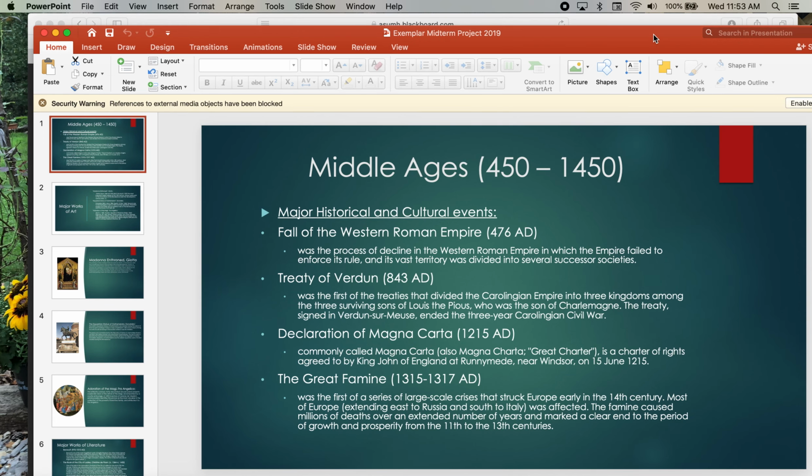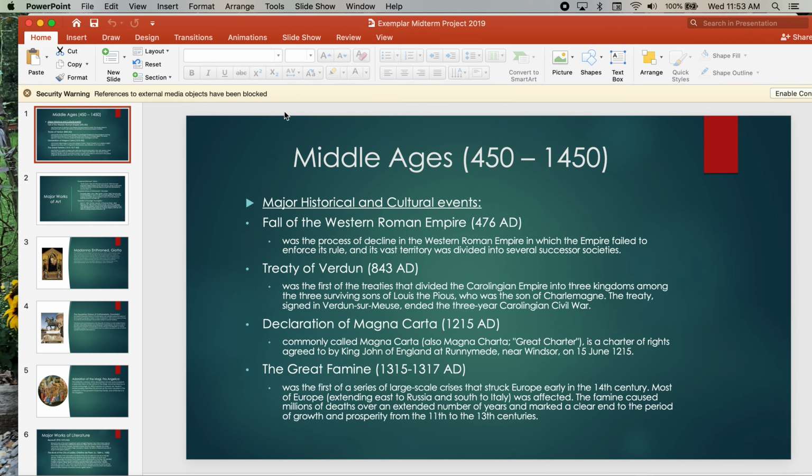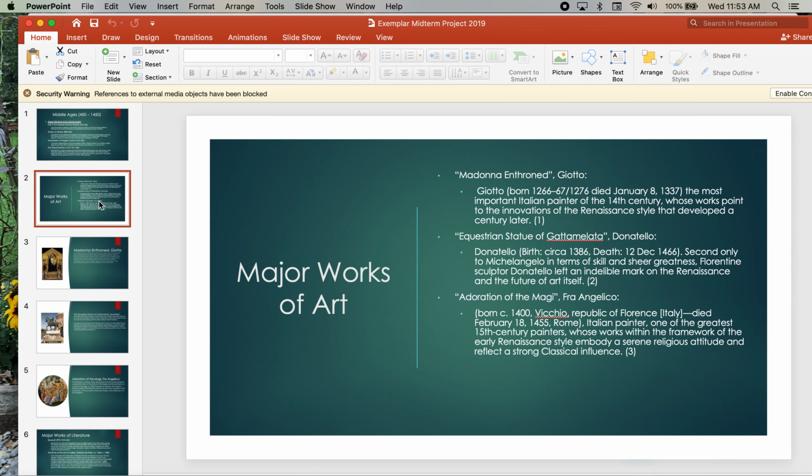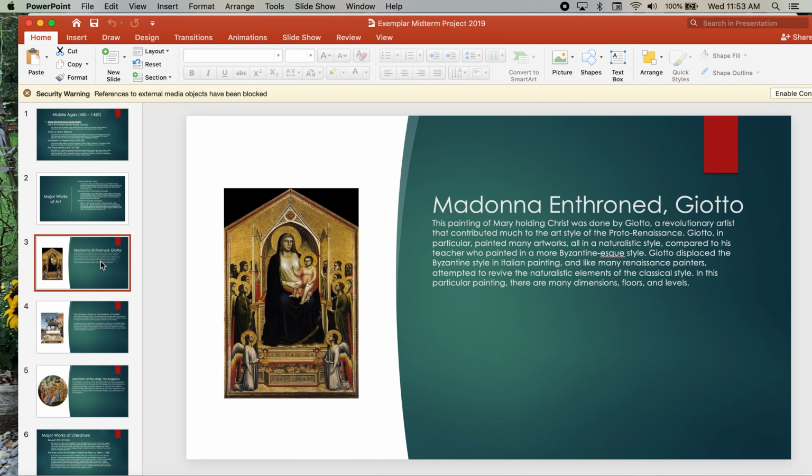Okay, so let me show you an example of one that I've gotten before. We start with the Middle Ages, and what this person did is they did a list of historical and cultural events, but it is briefly described. I only want 3. They gave me 4, no problem. They also went into major works of art, and they gave me the titles and then described them, and then they actually included the images.